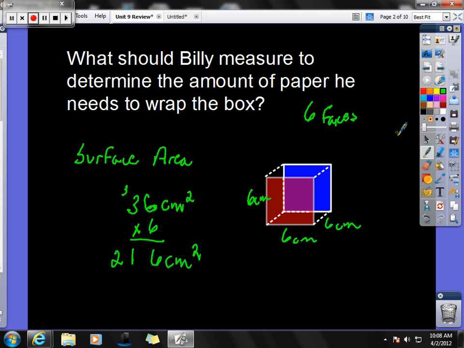You can also do surface area for a cone, you can do surface area for a cylinder, all that other kind of stuff. We'll talk about that later on.